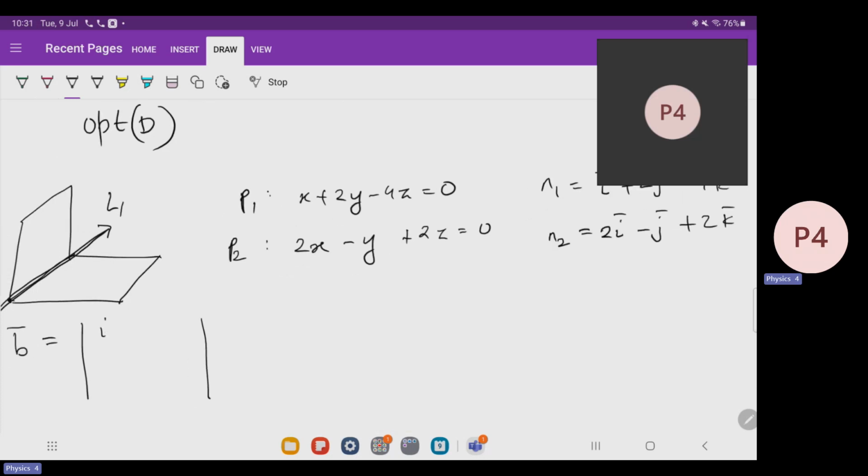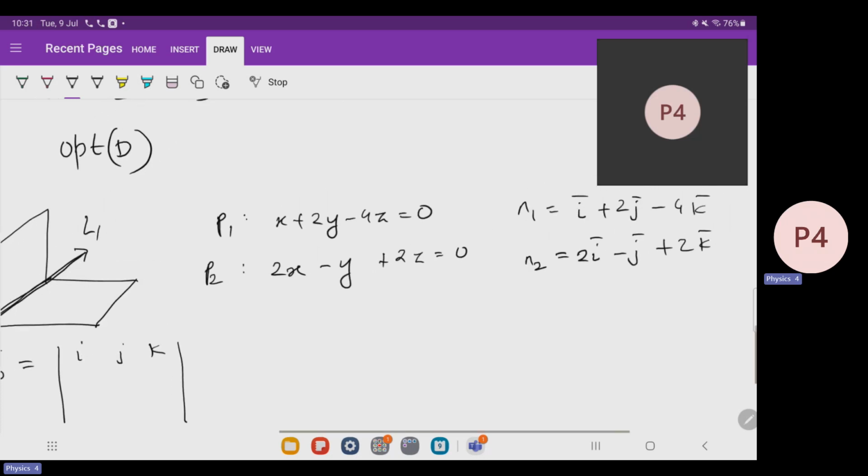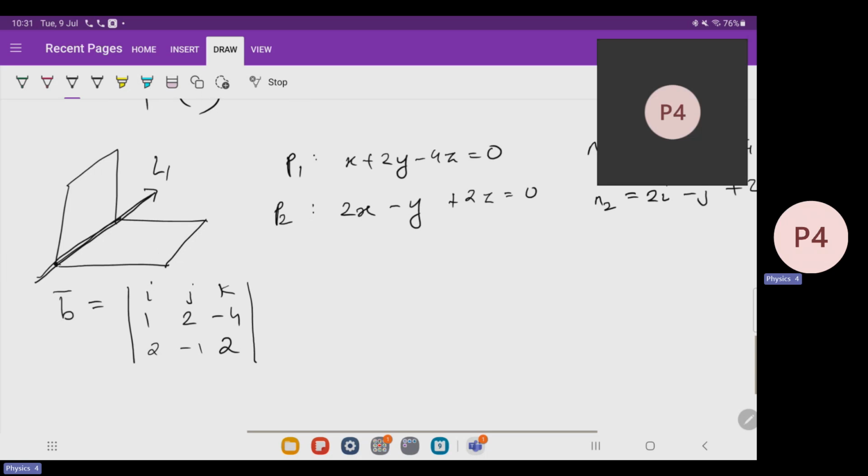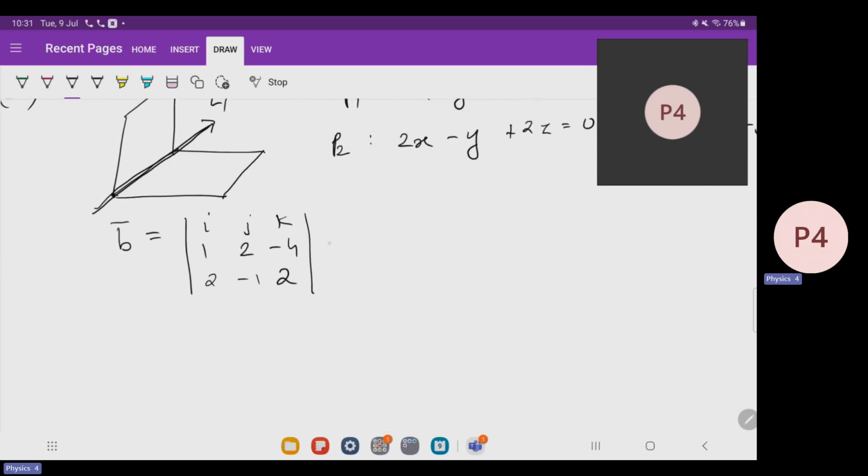So this becomes the determinant with rows i, j, k; 1, 2, -4; 2, -1, 2. Now expanding this, we will get i times (4 - 4) minus j times (2 + 8) plus k times (-1 - 4). This is -10j - 5k. So this is a vector parallel to L1.